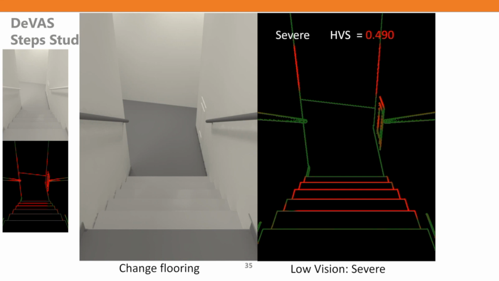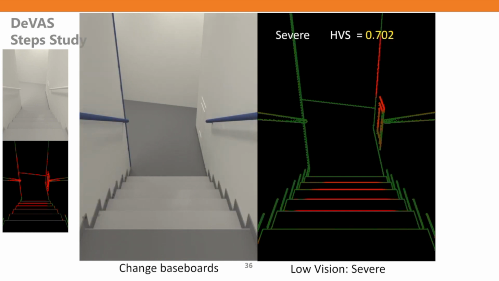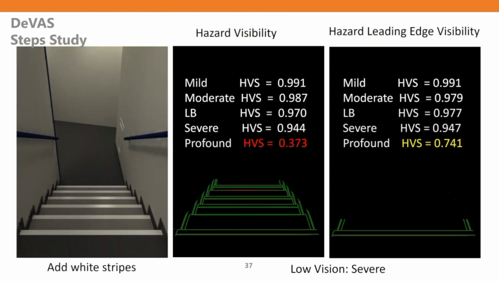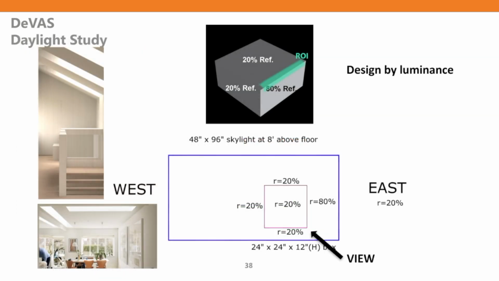Make some changes. Let's change the color of the floor. You'd expect to see the leading edge of the step and the end edge of the step to be visible because there's a contrast edge, right? Let's add an edge down the staircase. More visibility, still not a particularly good score. The final result was putting the white stripe on it, which they did in the model. All the way down to severe low vision should be able to see the hazards in front of them. Profound low vision is pretty bad. Got to work on this, except the leading edge alone might be what we need to work on, so at least someone with profound low vision knows there's something coming up.